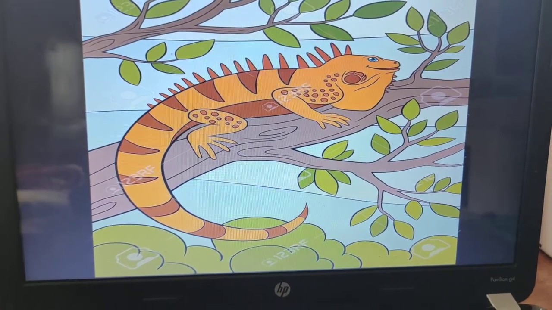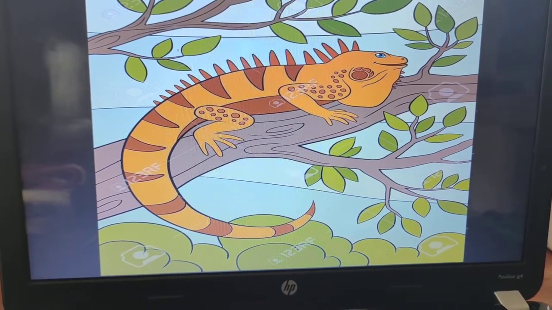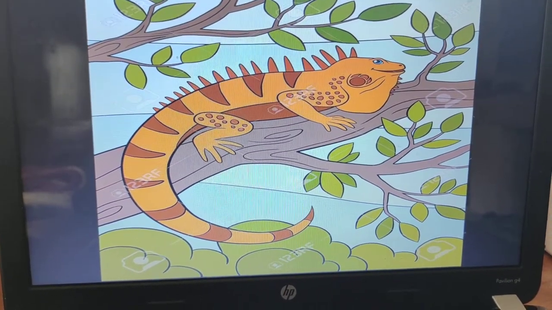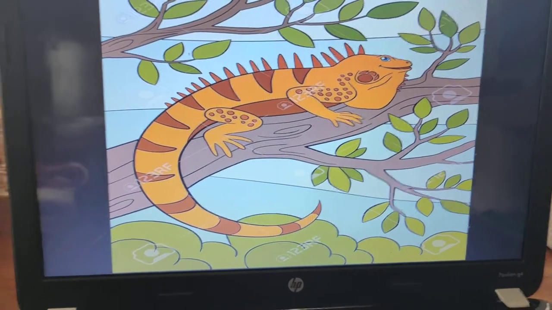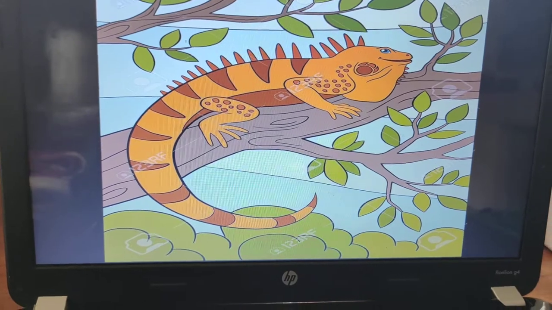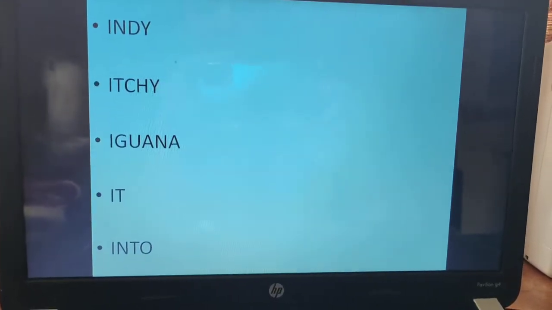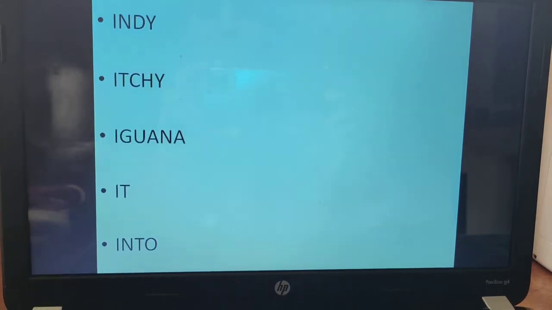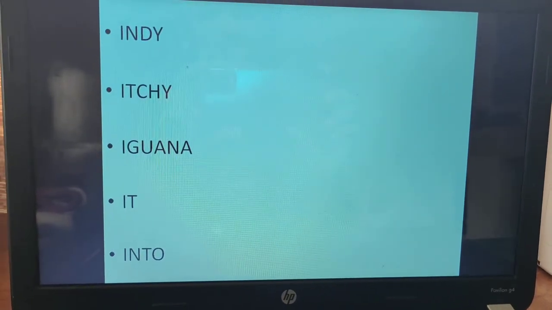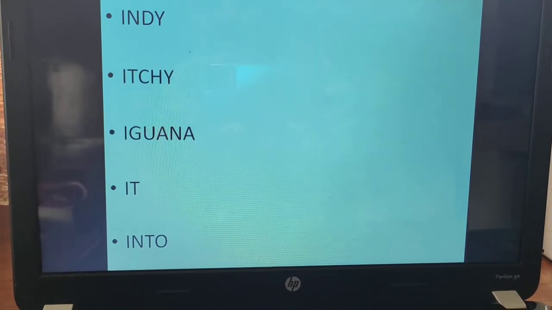So this iguana usually doesn't fly, but this Indy the itchy iguana wanted to fly. He gives it a try from the tree, but he fell into the bush below with a loud cry. And now he has an itchy eye. So in the story, we listened to some words with I, such as Indy, which was the name of the iguana, itchy iguana. It wanted to fly, but it fell into the bush.